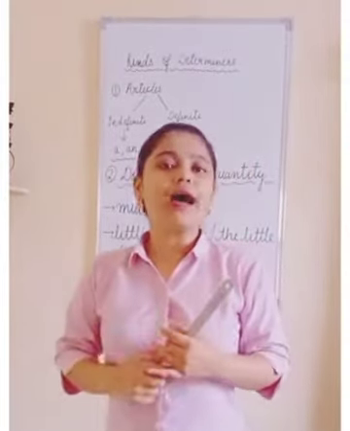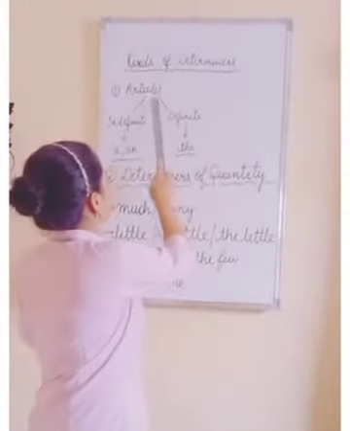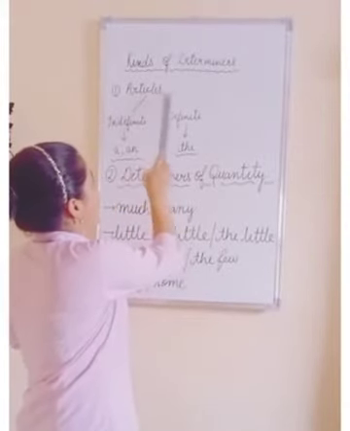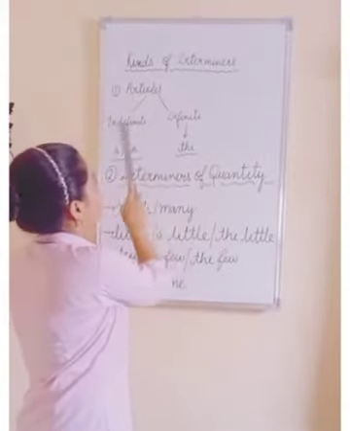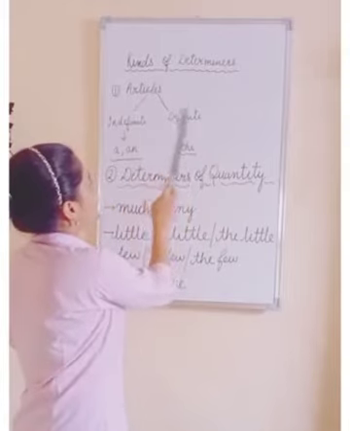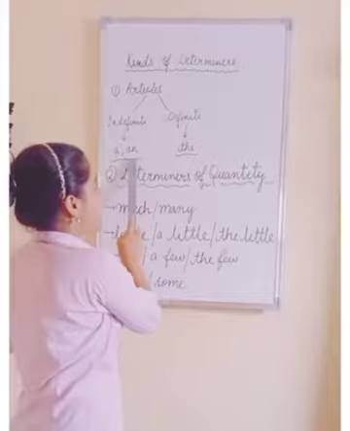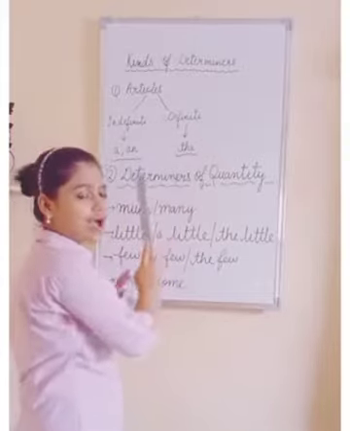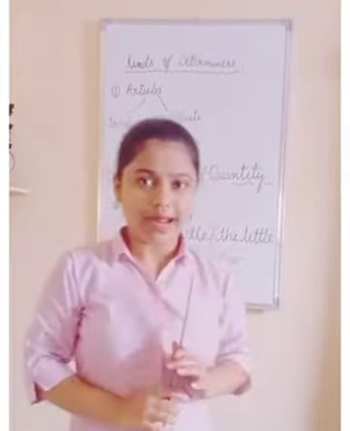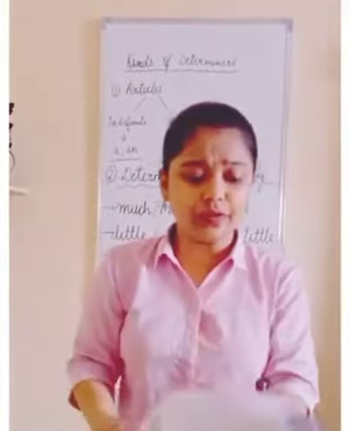So you all are aware of this type of determiner, that is articles. Articles are of two types, indefinite and definite. Indefinite articles are a and an, and the definite article is the, right? Now I will give you examples.